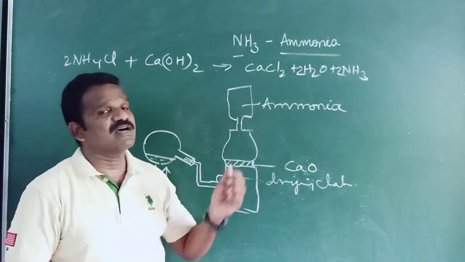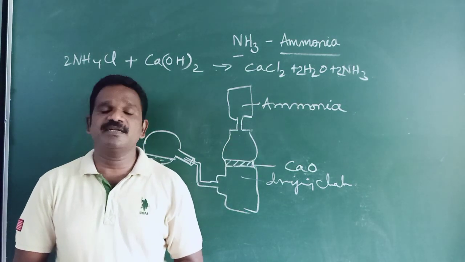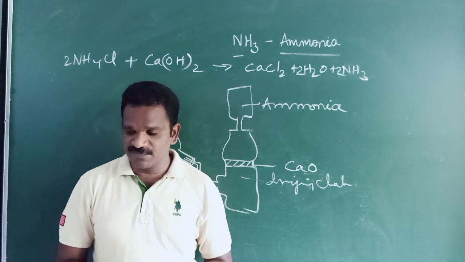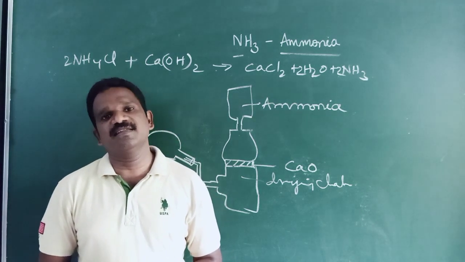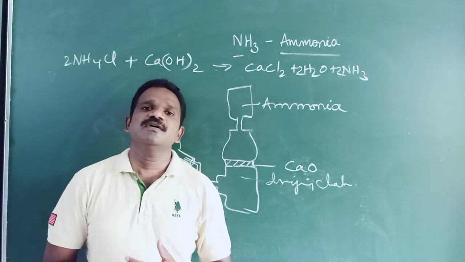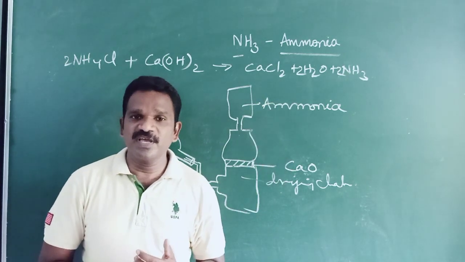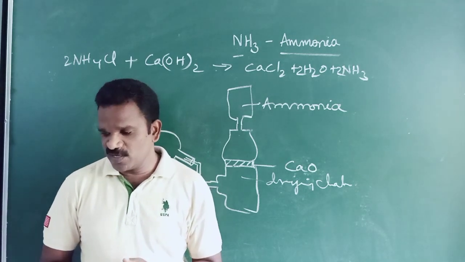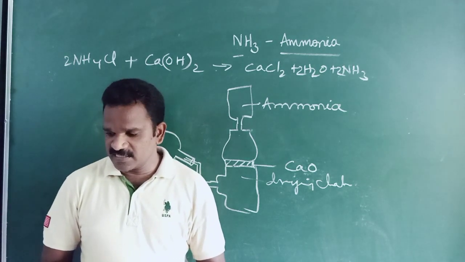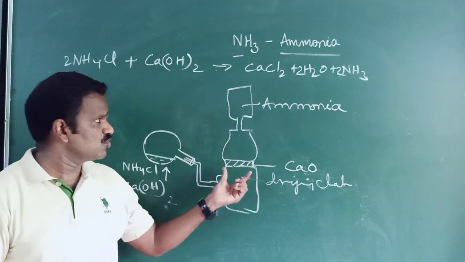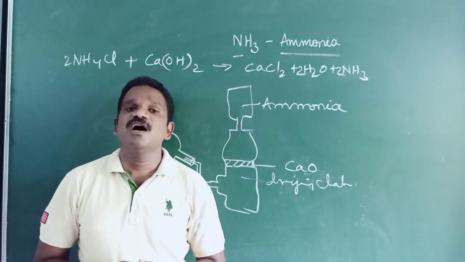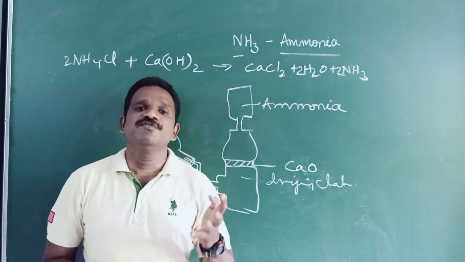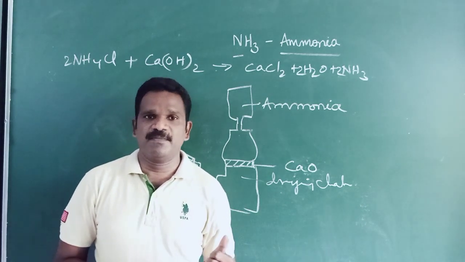Now coming to the collection of ammonia. How do we collect ammonia? Ammonia is collected by downward displacement of air as it is lighter than air. Since it is highly soluble in water, we are not collecting ammonia with the help of water. So this is how we prepare ammonia in the lab.